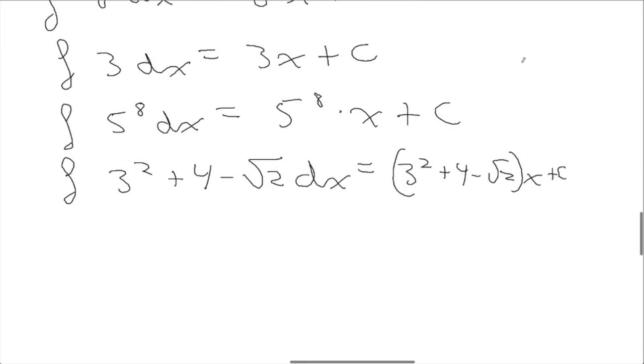I think the thing that's confusing us here is square roots don't stop things from being a constant. Exponents don't stop things from being a constant. As long as there's no variables, as long as all we have is numbers, it's still going to be a constant.